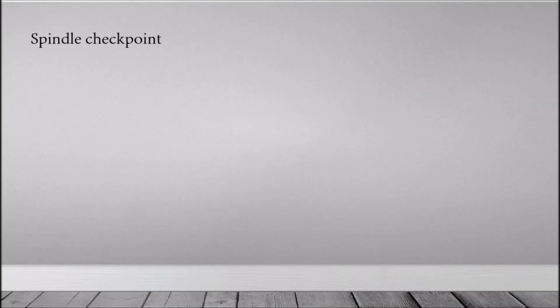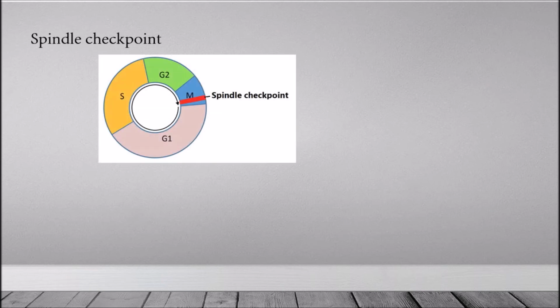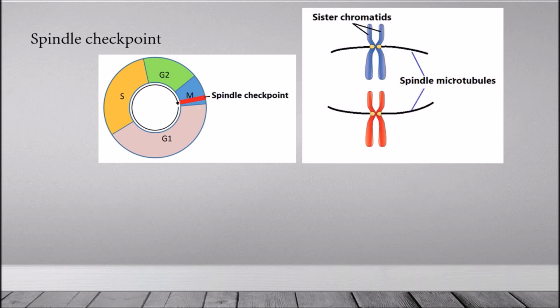The spindle checkpoint. It is located at the transition from metaphase to anaphase. Here, the cell checks whether all the sister chromatids are correctly attached to the spindle microtubules. If a chromosome is misplaced, the cell will pause mitosis, allowing the spindle to capture the stray chromosomes.